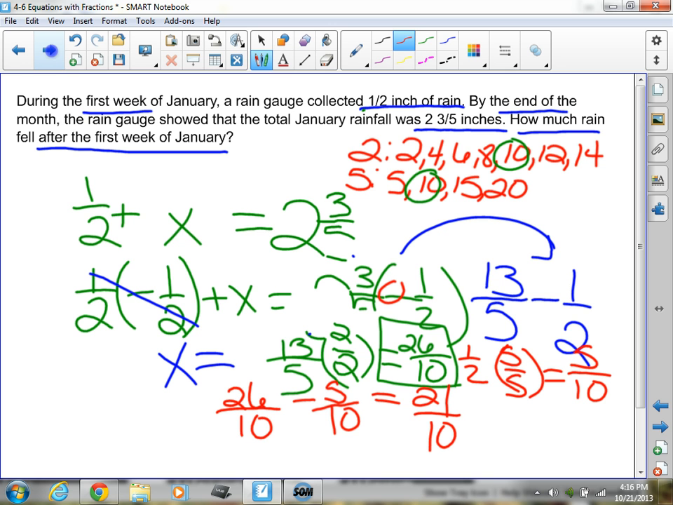Now I need to look at this fraction. 21 over 10. Is it in its simplest form? It's not. I need to reduce. 21 divided by 10. I know that 10 can go into 20 2 times evenly, and there is 1 left over. So that means x equals 2 1/10 inches. Now I can't forget to label my work. We are working with inches, so inches needs to be in the answer as well.